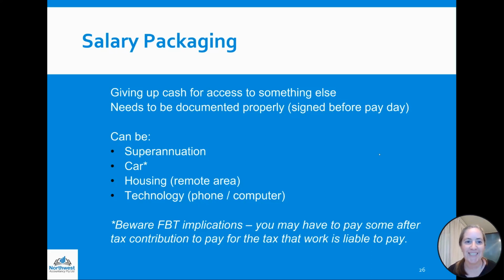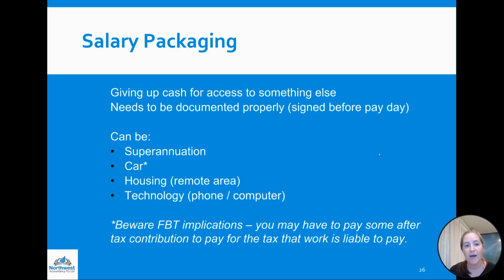Moving on, salary packaging. So giving up cash for access to something else. So that's the broad definition of salary packaging. It does need to be documented properly. So you need to sign the documentation before payday for a valid salary packaging agreement. And salary packaging can be all sorts of things. Most commonly, salary packaging for superannuation, and I even do this. So I give up some of my income to pay more money into superannuation, and it gives us a better tax implication. Another thing you can salary package is your car.